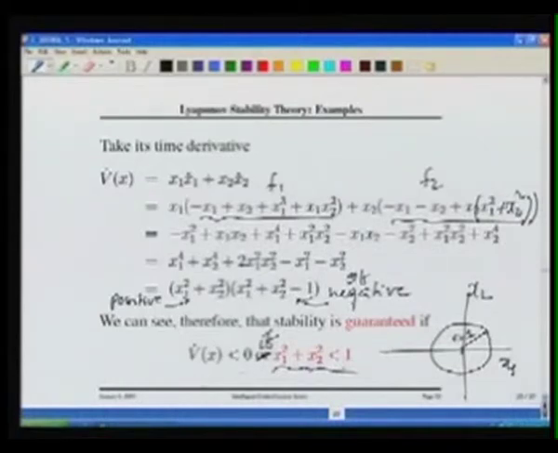Using the Lyapunov direct method, we conclude the system is not globally stable, but asymptotically stable, and that stability is guaranteed as long as the disturbed initial states lie inside this circle, and the circle has a radius 1, x 1 square plus x 2 square equal to 1.